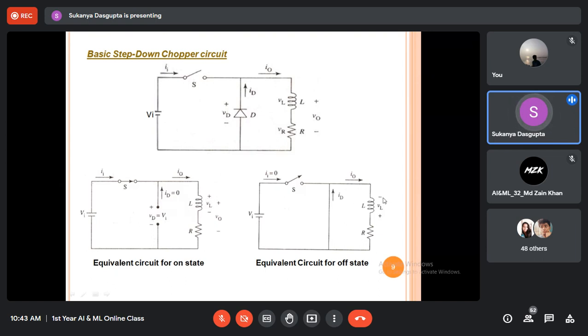And we all know that current through inductor cannot change instantaneously. It takes some time to dissipate its energy. And it requires a path, a freewheeling path. So here this diode will act like a freewheeling diode.